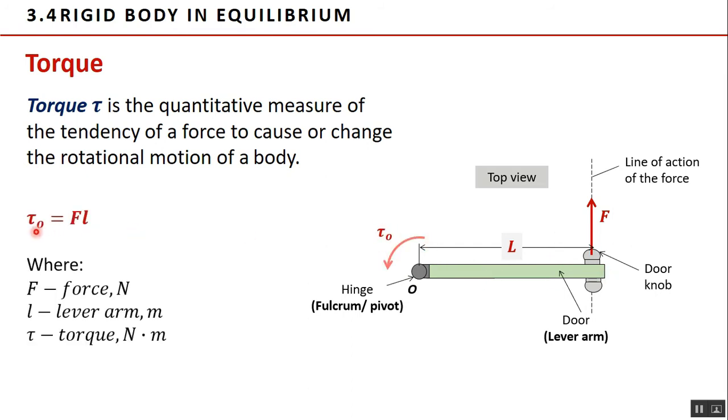Mathematically, the magnitude of torque is expressed as the product of the force F and the perpendicular distance L, called lever arm, between the line of action of the force and the point of rotation O, called pivot or fulcrum. The SI unit of torque is newton meter, for as long as the unit of force is in newton and the lever arm is in meter. It can also be expressed in pound-inch, pound-foot, and dyne centimeter, in other systems of units.